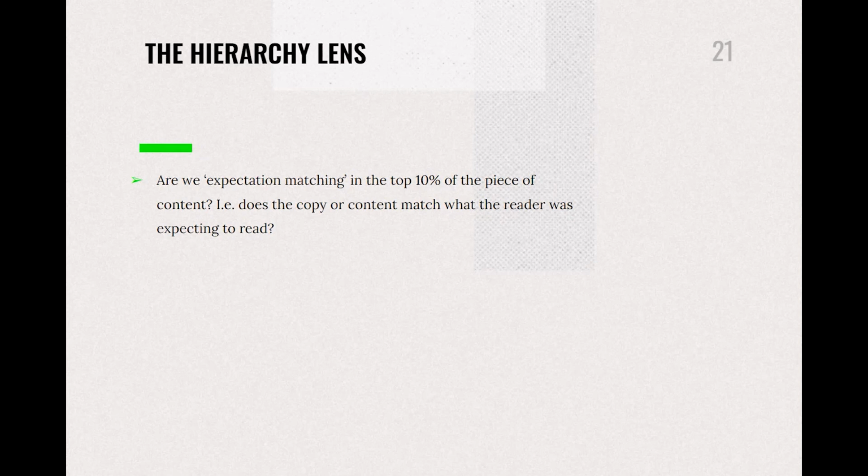Because if they click on an ad thinking they're going to read something about whatever you've described it as, and then in that top 10% of the page they land on, it doesn't match up, there'll be this dissonance there, and they'll think, hang on, this isn't what I was looking for, and I will bounce. And again, you only have 6 seconds to really grip them and get them to continue reading. Most people bounce in those first 6 seconds. So really important to expectation match.